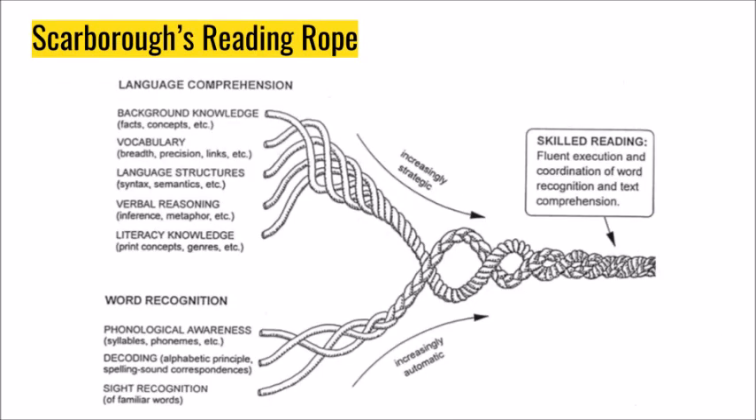Here's Scarborough's reading rope. This is just a really interesting picture to look at to help you understand the many components of reading. As you can see, skilled reading is very complex. Language comprehension requires background knowledge, vocabulary, language structures, verbal reasoning, and literacy knowledge. Word recognition requires phonological awareness, the ability to decode words, and sight recognition of words. These modules will focus on the step-by-step instruction and skills that are necessary for children to be successful decoders, but keep in mind that reading is much more than just decoding words.